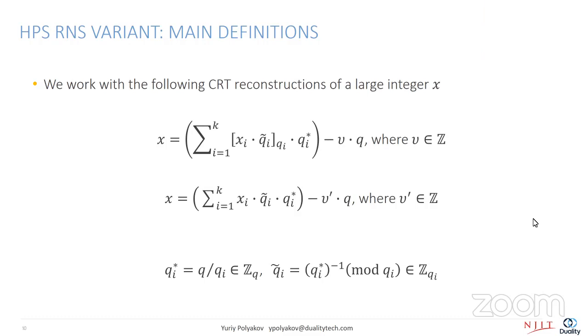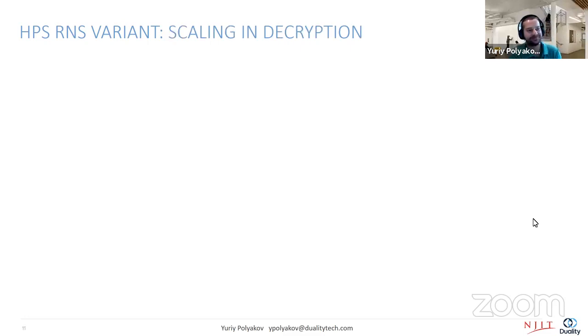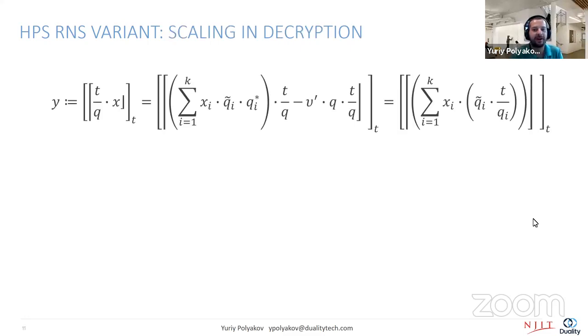Can you give an example of what an intermediate computation is? You'll see it in just this slide. Oh, okay, so this is going to be a good example. So scaling and decryption.